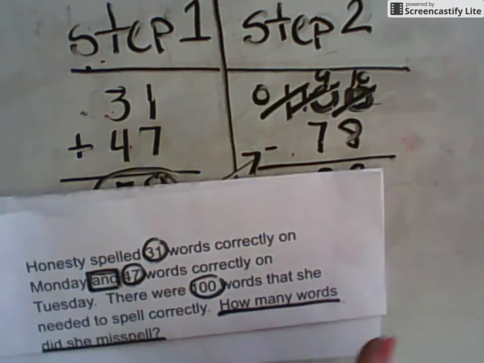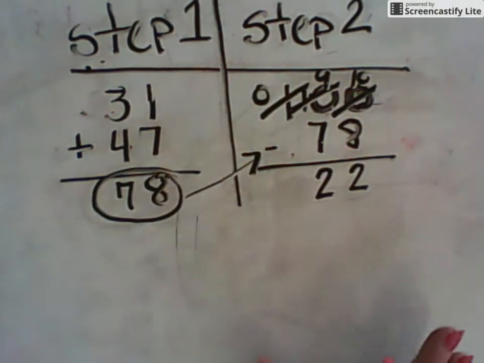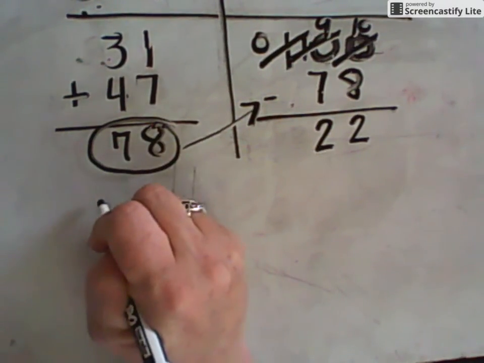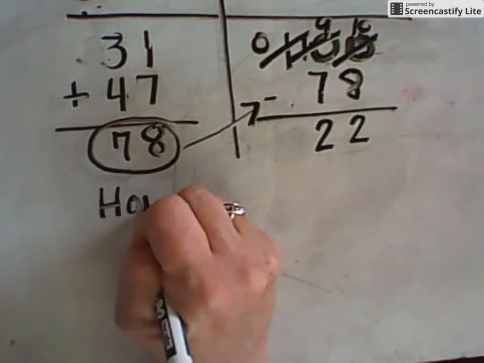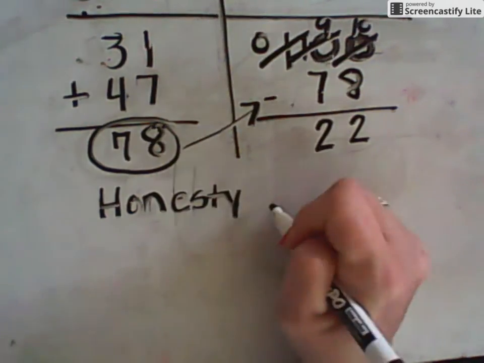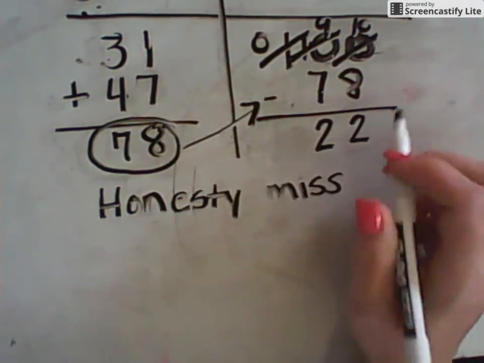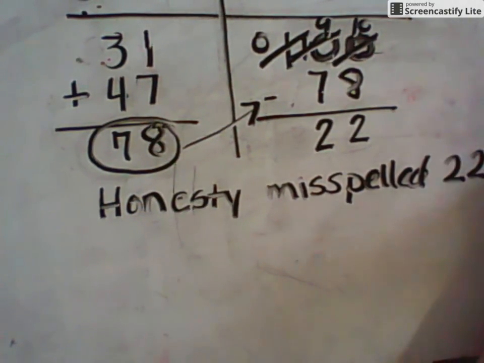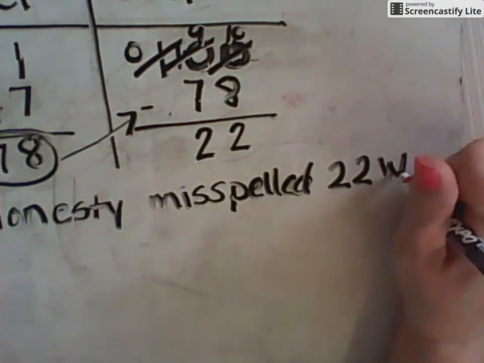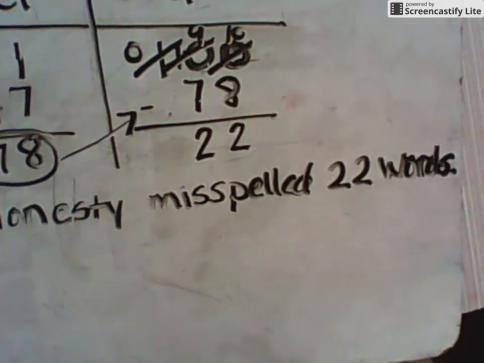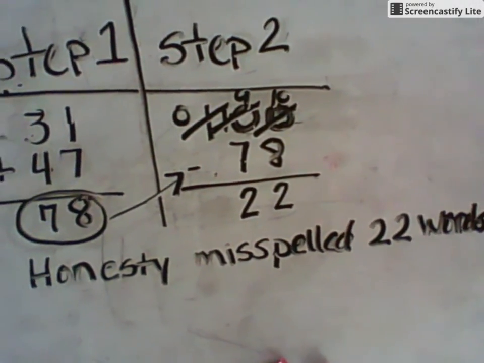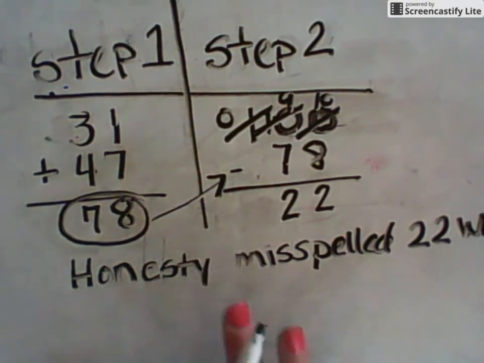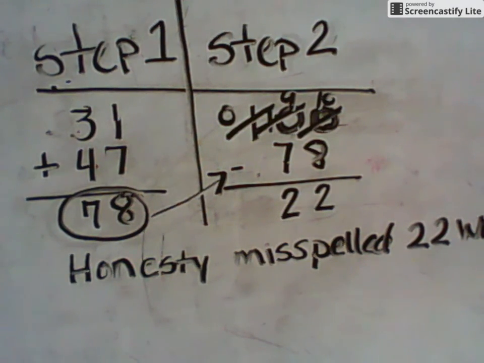So I've solved my problem. I know how many words she misspelled. Honesty misspelled 22 words. I can write that out like this. Honesty misspelled 22, oops, running out of space here, words. Basically, that's how you do a two-step word problem. Step 1, step 2. I hope you enjoyed our lesson today.